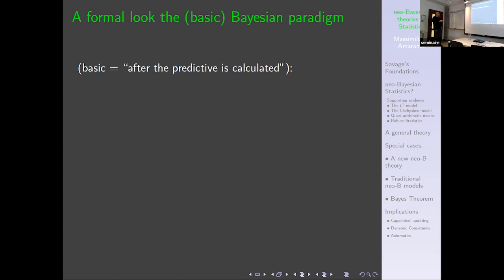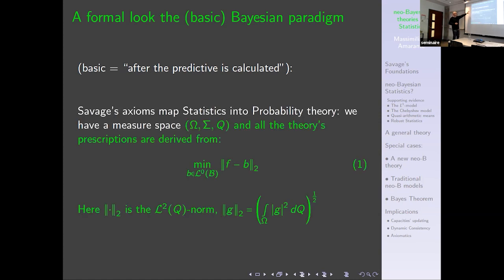Okay, so once again, now let's give a little more formal look to the basic Bayesian paradigm, and then we will start building the evidence toward non-Bayesian statistics. Here, basic for the moment is not important, but basic means the paradigm after the predictive has been calculated. I'll get back to the general one later. Okay, so what's the point? Just now, regard this as a translation of what we have said so far.